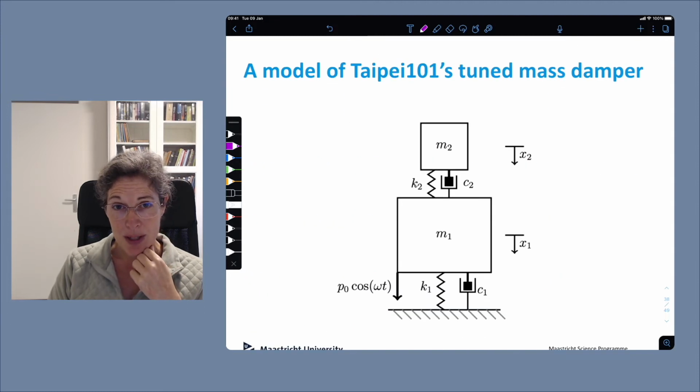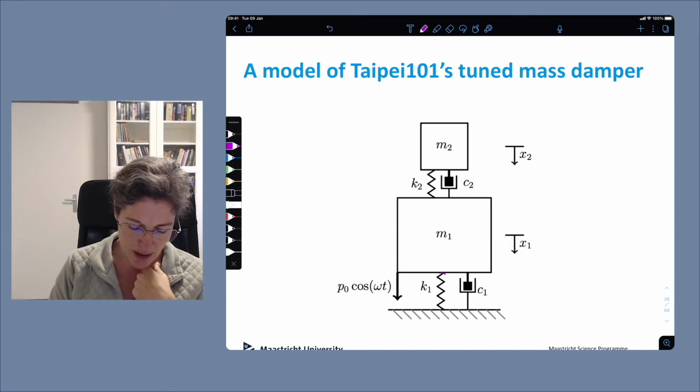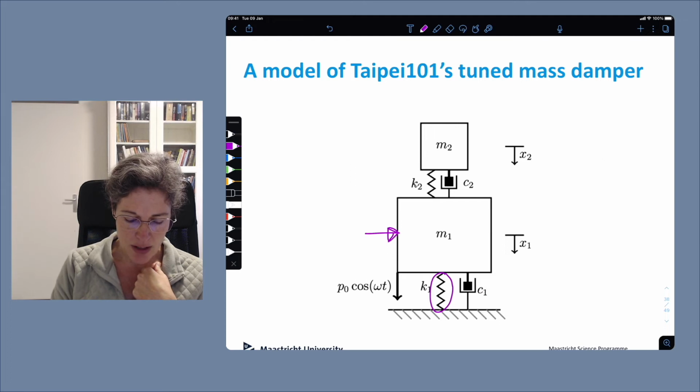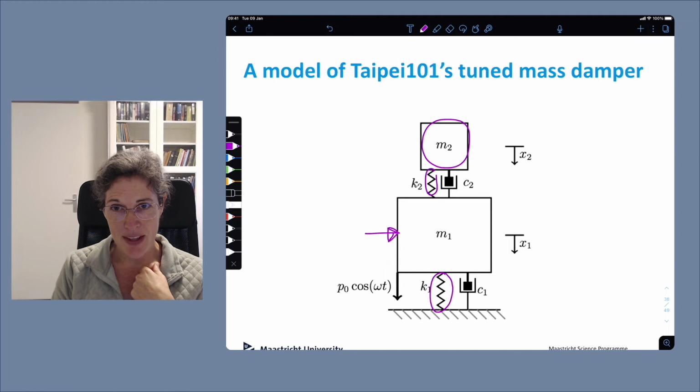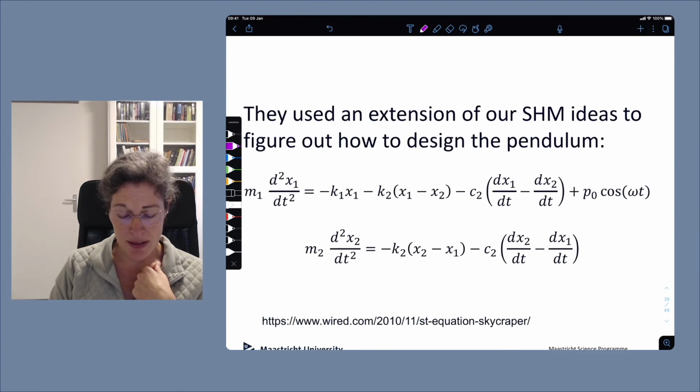So you can actually build up a simple model of this, and you should see it starts looking similar. We've got a spring here on the ground, and here we're thinking of this as the building itself, and then we've got another little spring, and this is the mass of the pendulum. And we can build up the mathematics of this, which is what they did. It looks a little bit hairy, but don't worry, you can see some of the similarities with the stuff that we've been doing.